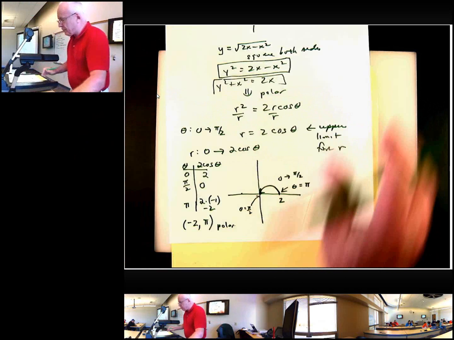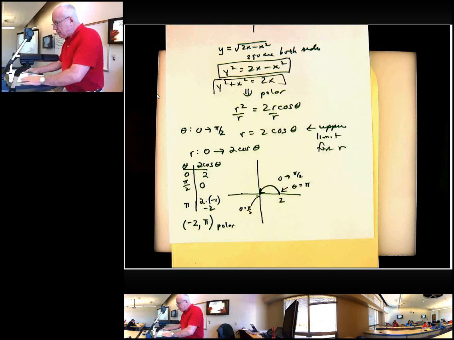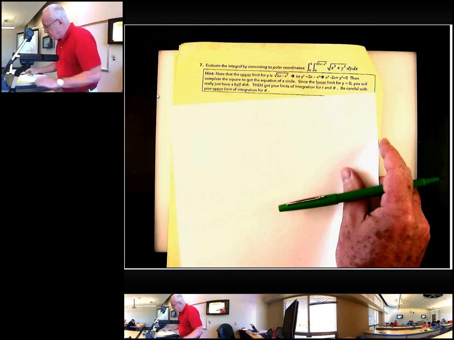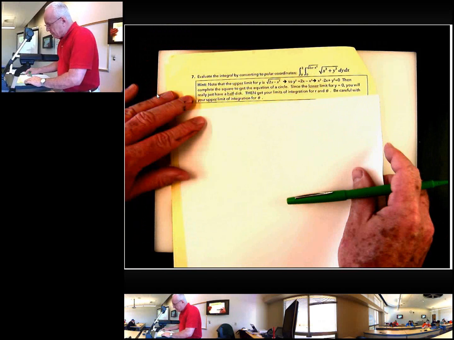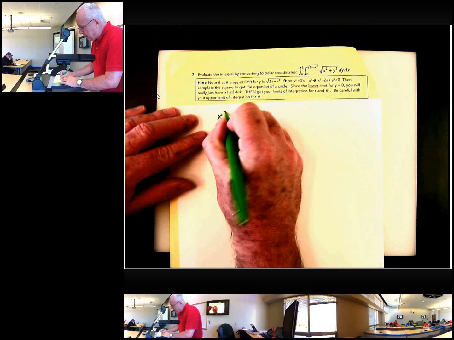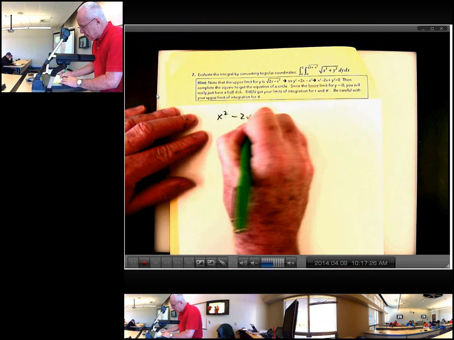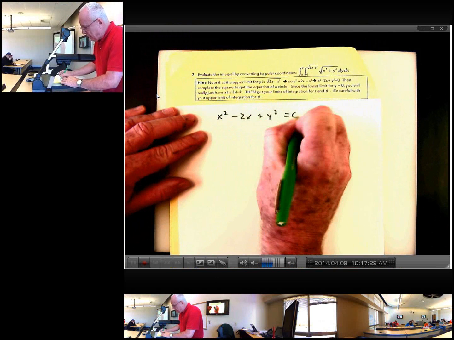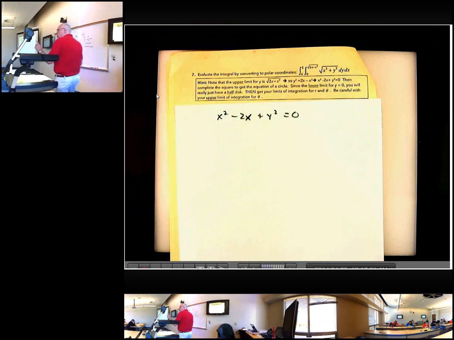Let's go with a new piece of paper. Basically, we get this: x squared minus 2x plus y squared equal to 0. And this is going to be a circle.